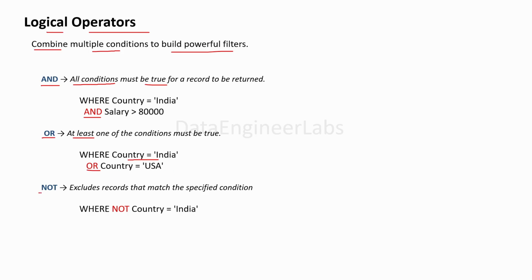And then lastly, we have NOT. This will exclude the records that match the specified condition. For example, where NOT country equals India. So this will give us all the employees who are not from India. Now let's practice each one of these with our employee data.